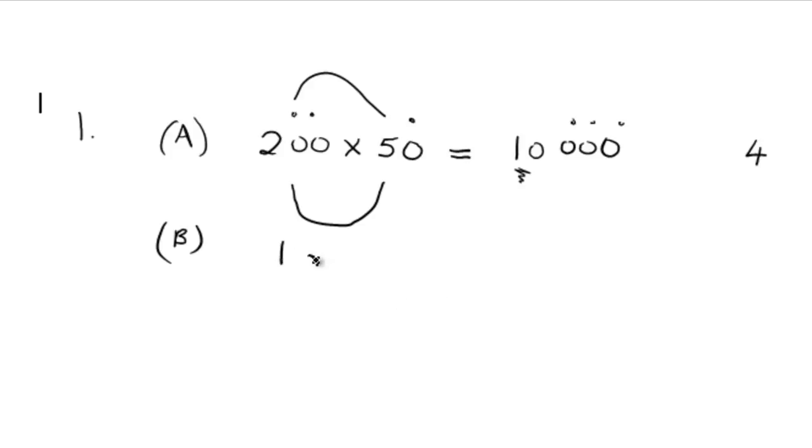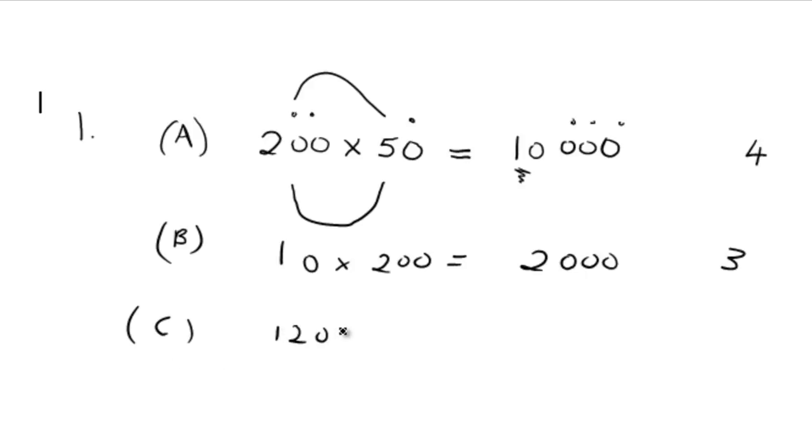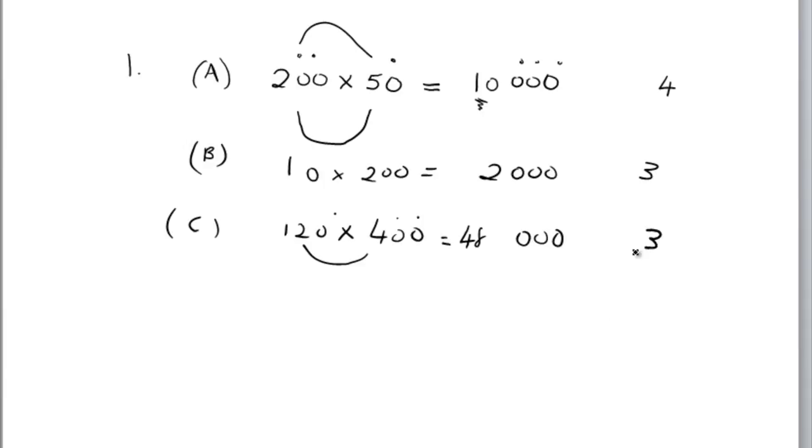Right, B is 10 times 200. That's going to give me 2,000, which has got 3 zeros. So at the moment, A is looking good. C, 120 multiplied by 400. If we use the zero method, that's 3 zeros. And then 4 12s, 48. So my answer is 48,000, which is obviously bigger than A, but it's the number of zeros I'm after. So it's 3, so A is still looking good.